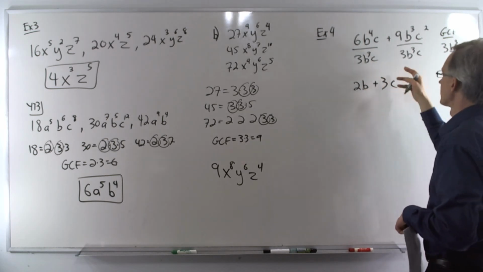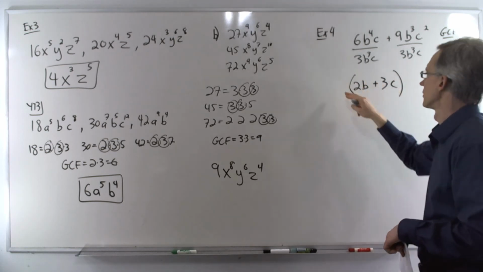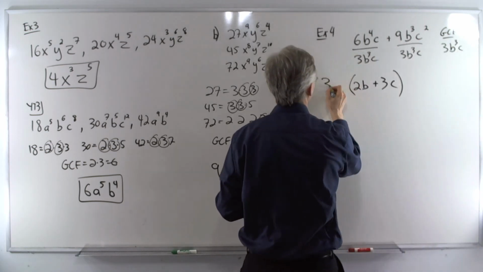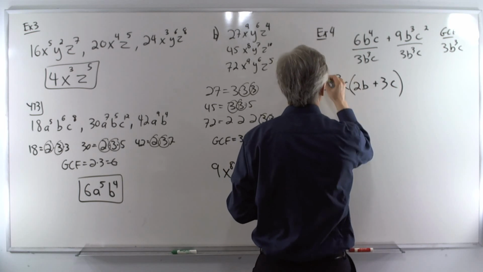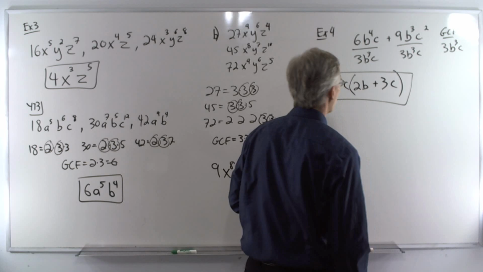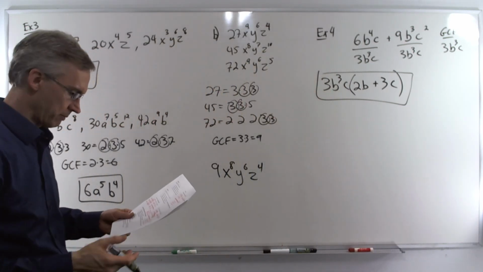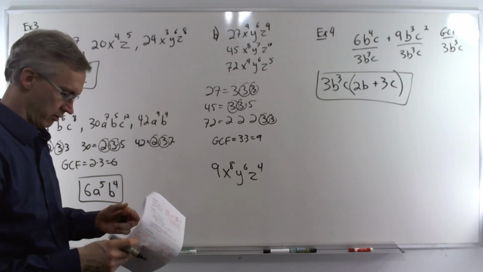All right, these two results of the division go inside the parentheses, and the GCF goes on the outside. And there's your fully factored form. You should check to make sure you have no more common factors inside the parentheses. And that brings us to your turn, number 4.